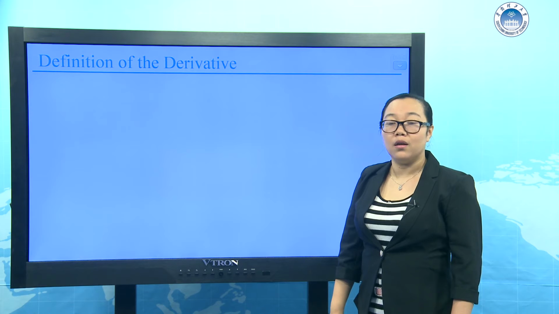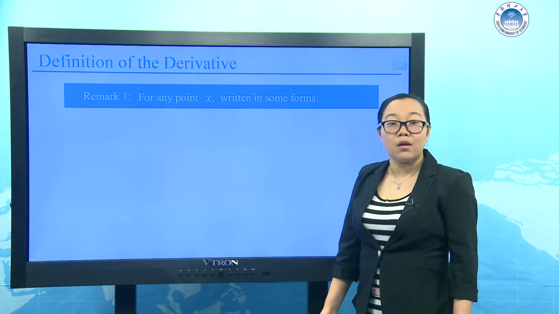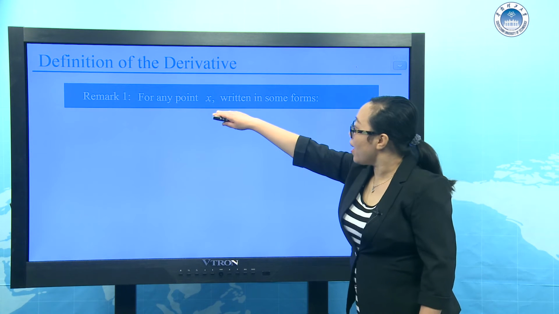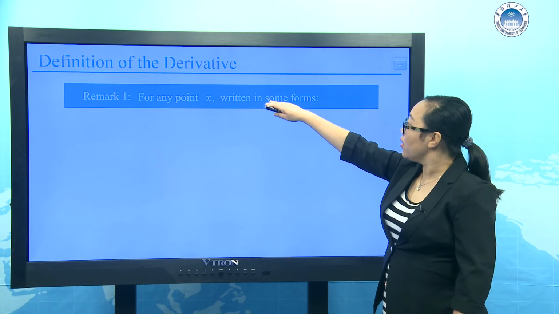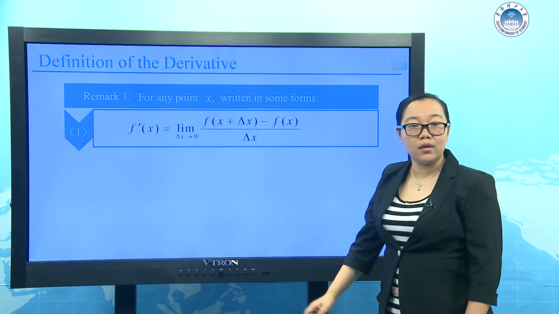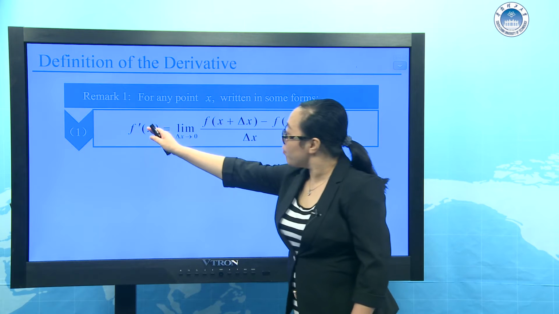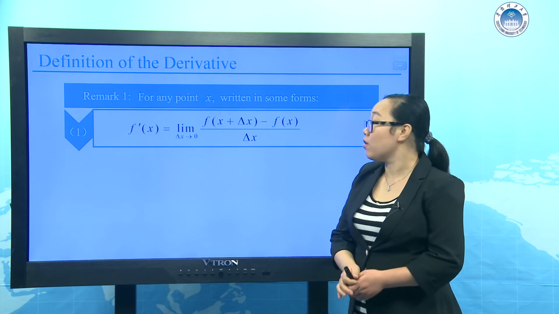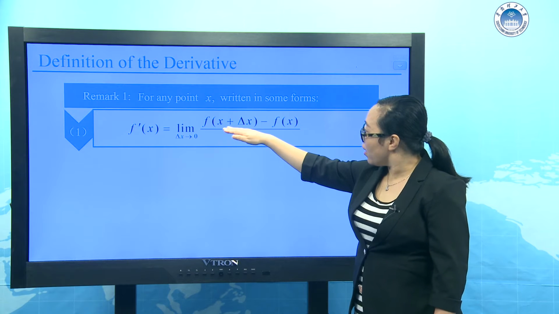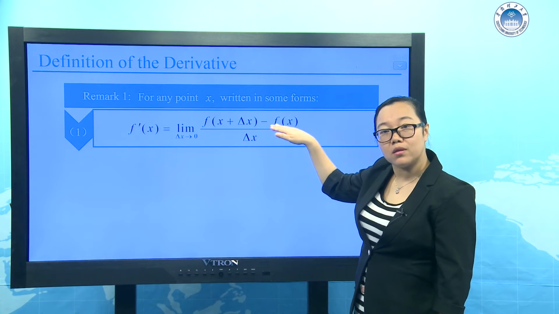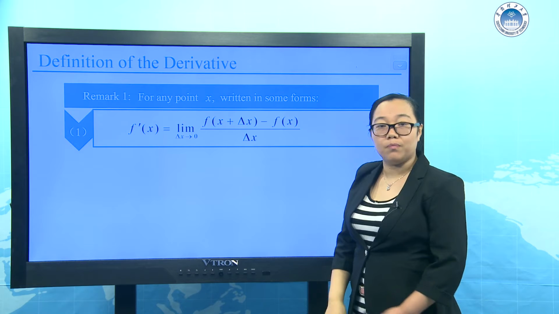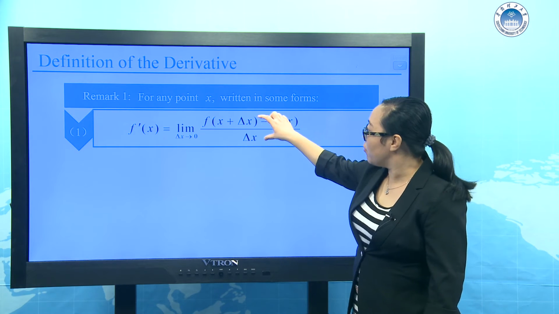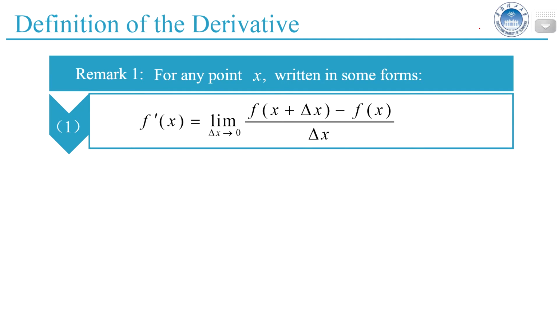So now look at another form. Remark 1. For any point x, we can write it in some other forms. Look at case 1. f prime of x. Do you remember? Yes, it is some limit: f(x plus delta x) minus f(x) over delta x. The condition? Yes, the same variable tends to 0. Pay attention to delta x, they are the same expression.